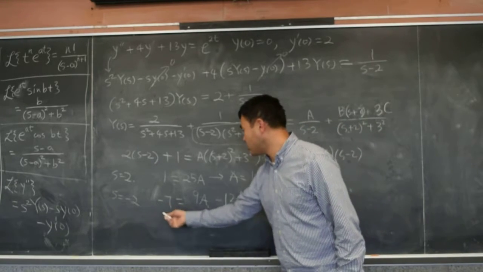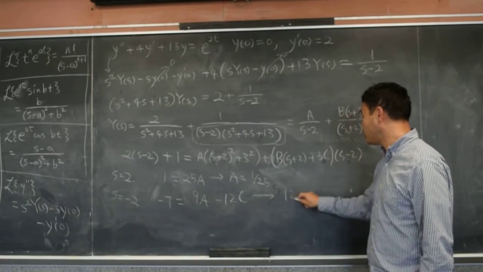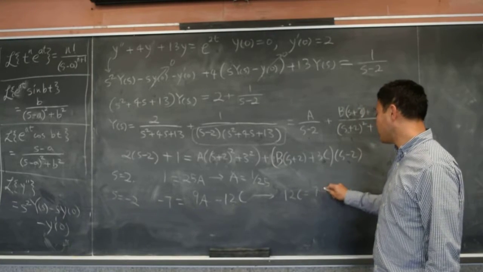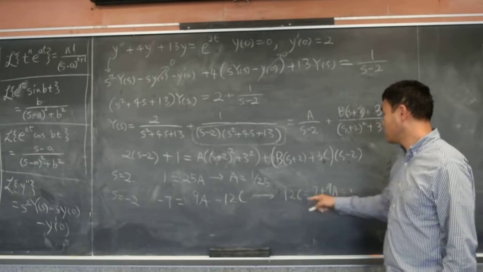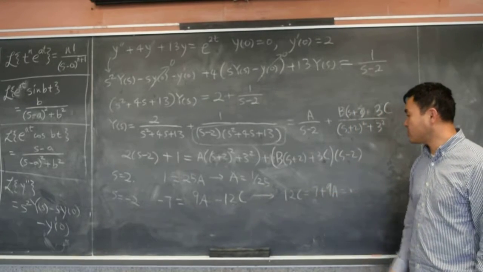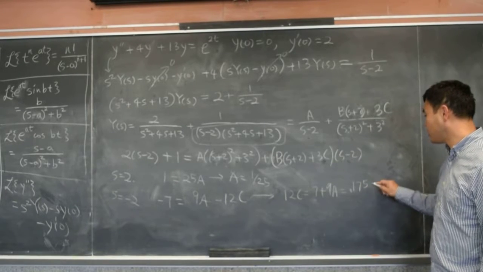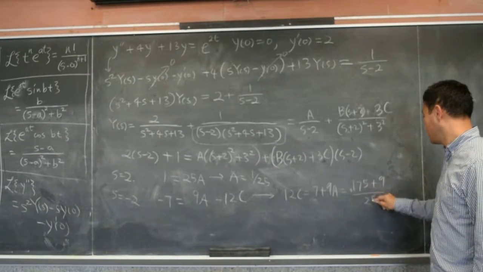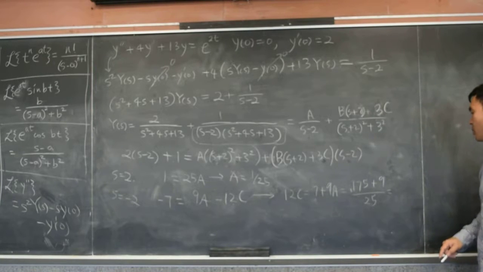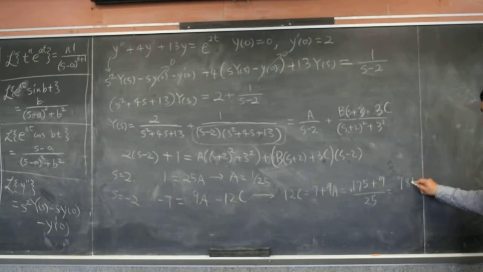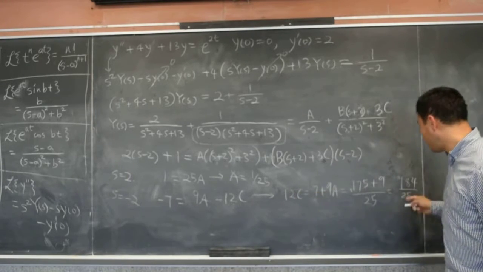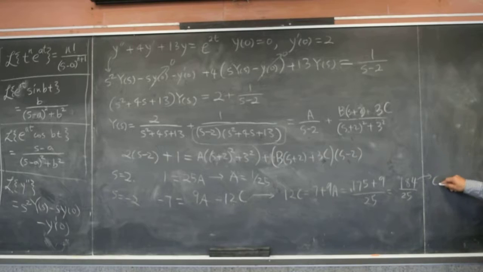Let's move this to the other side and put the 7 over here. So it's 12c equals 7 plus 9a. So it's 9 over 25. 7 is 175 over 25. So that's 184 over 25. And dividing by 12, it gives you that c is 184 over 300, because 12 times 25 is 300.